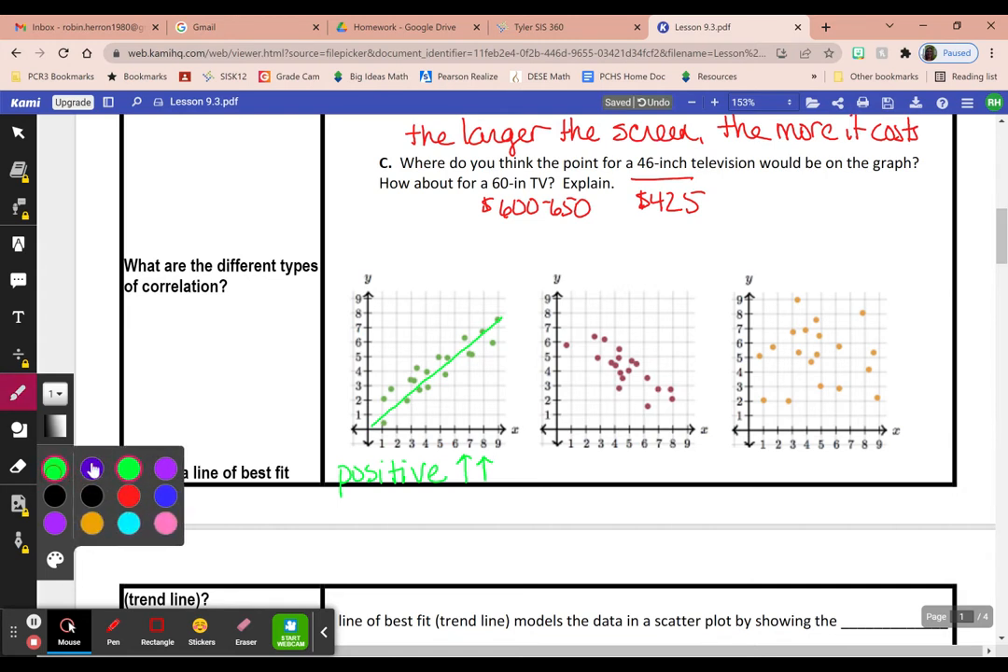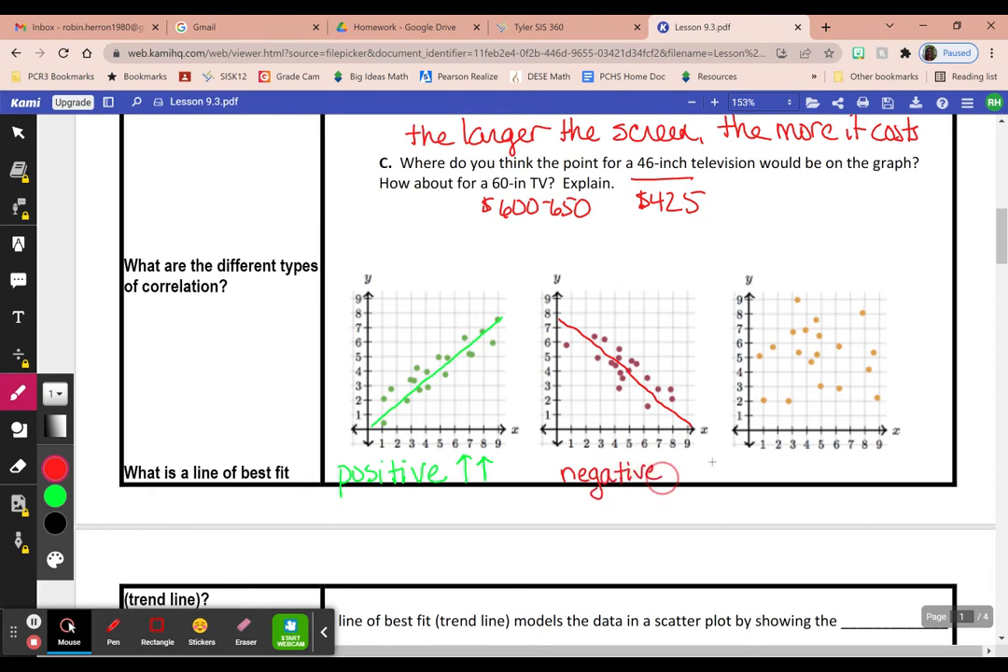Then the negative one comes next. If I draw a trend line here, you can see the Y value is getting smaller and smaller, but the X value is going up, up, up as they go across. This is called a negative correlation because one goes up while the other one goes down. Specifically, the X goes up as the Y goes down.